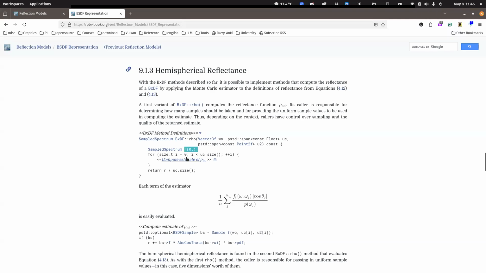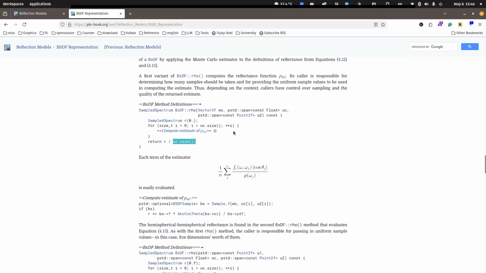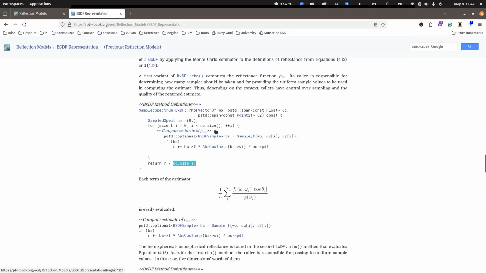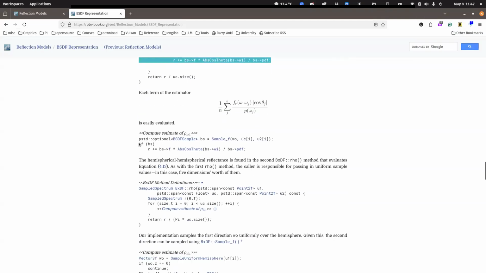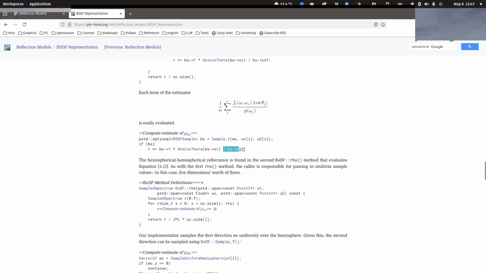So we just put it in a for loop, which is a sum, divided by the number of samples, where each term is calculated by the BSDF F times the cosine term divided by the PDF. If we have a sample, we just add the BSDF times the cosine and then divide by the PDF.